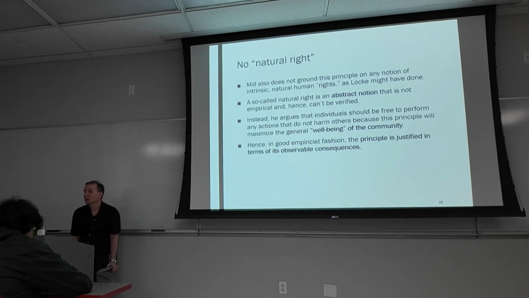So Mill does not ground his principles on any notion of intrinsic natural human rights. So-called natural right is an abstract notion that is not empirical and hence cannot be verified. Instead, he argues that individuals should be free to perform any actions that do not harm others, because this principle will maximize the general well-being of the community, and that's it. In good empiricist fashion, the principle is justified in terms of the observable consequences.